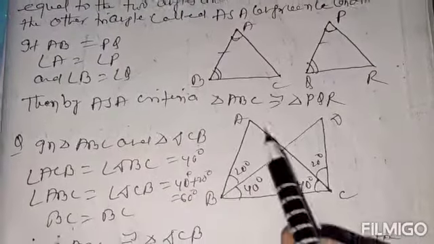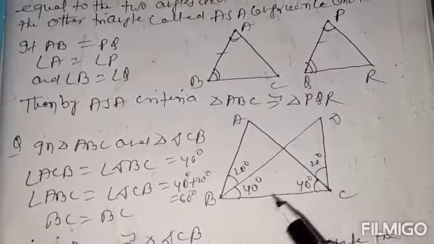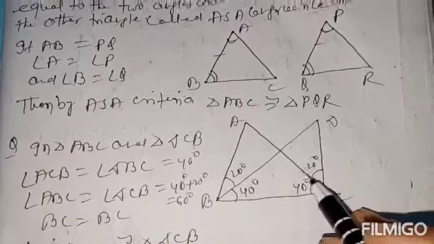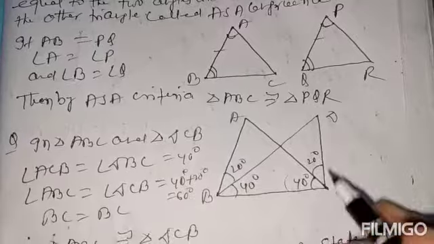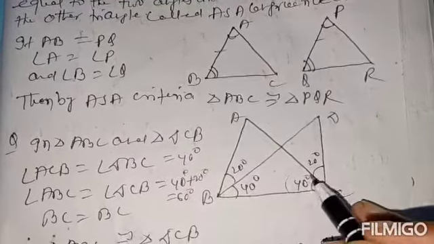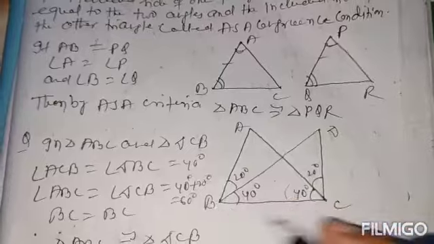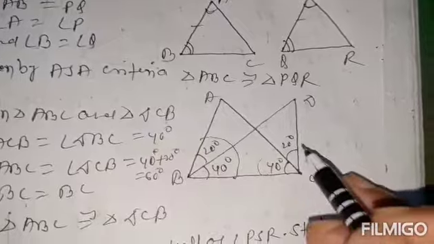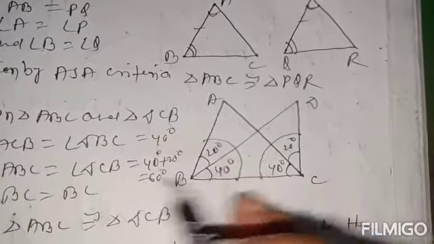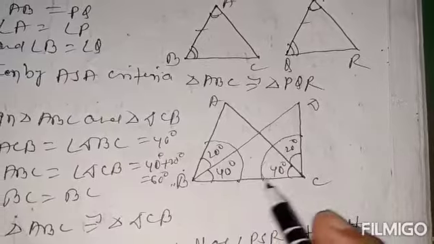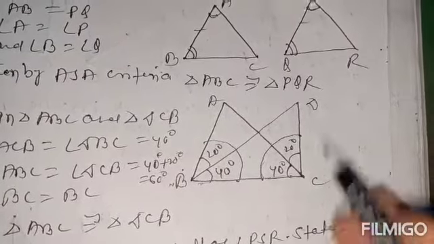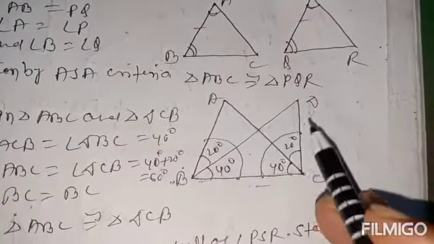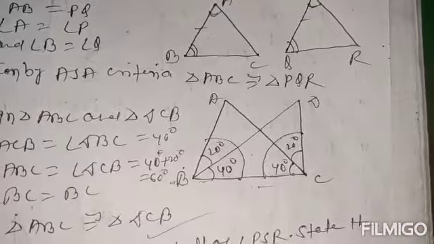In triangle ABC and DCB, angle ACB is equal to angle DBC, 40 degrees each. Angle ABC means 20 plus 40, 60, and angle DCB also is 20 plus 40, 60, so they are equal, and BC is a common side in triangle DCB and ABC. So by ASA criteria, triangle ABC is congruent to triangle DCB.